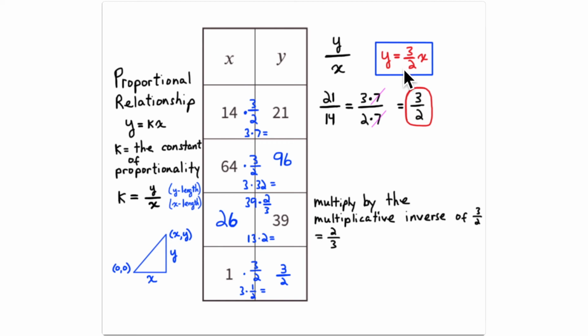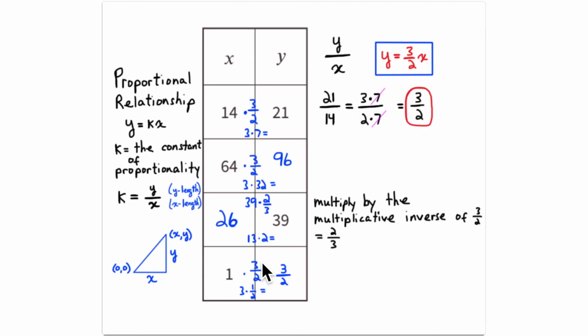The equation is y equals 3/2 x. Again, these are just equivalent ratios. 21/14, 96 over 64, 39 out of 26, or 39 for every 26, and 3/2 for every 1. So the y-coordinate is larger by 1/2 more than the x-coordinate.